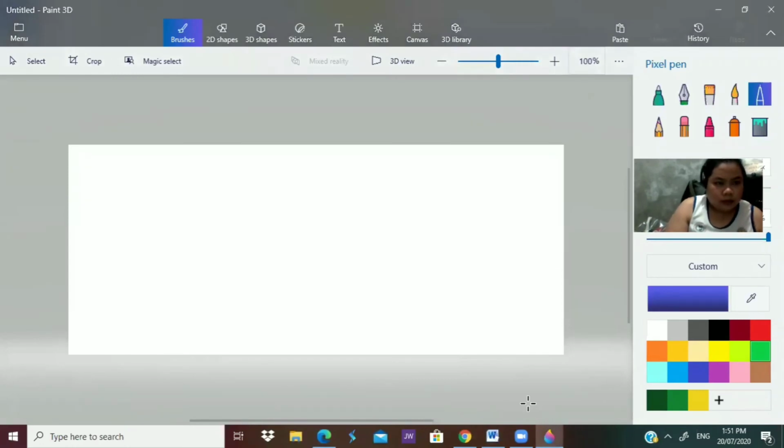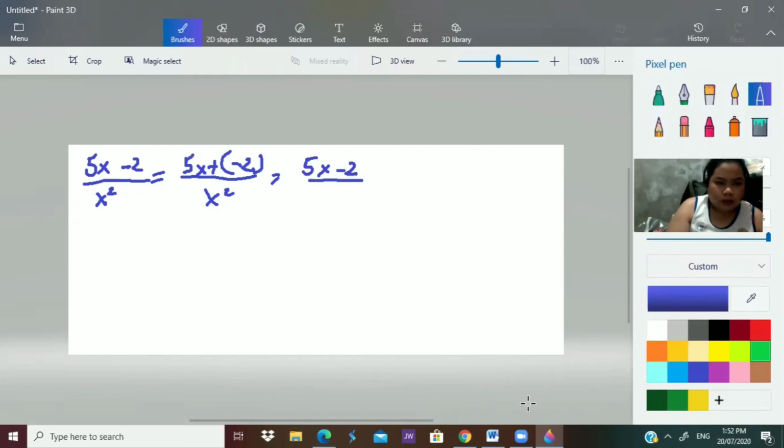Andito tayo sa solution ng 5x over x squared minus 2 over x squared. Andyan tayo sa part na solution na yan. Tama ba? So, pag in-apply natin yung rule, change the sign of subtrahend. Ang subtrahend ko ay 2. So, magiging negative 2 and proceed to addition over x squared. So, ganun pa rin. You still have 5x minus 2 over x squared. Okay. So, same answer pa rin.